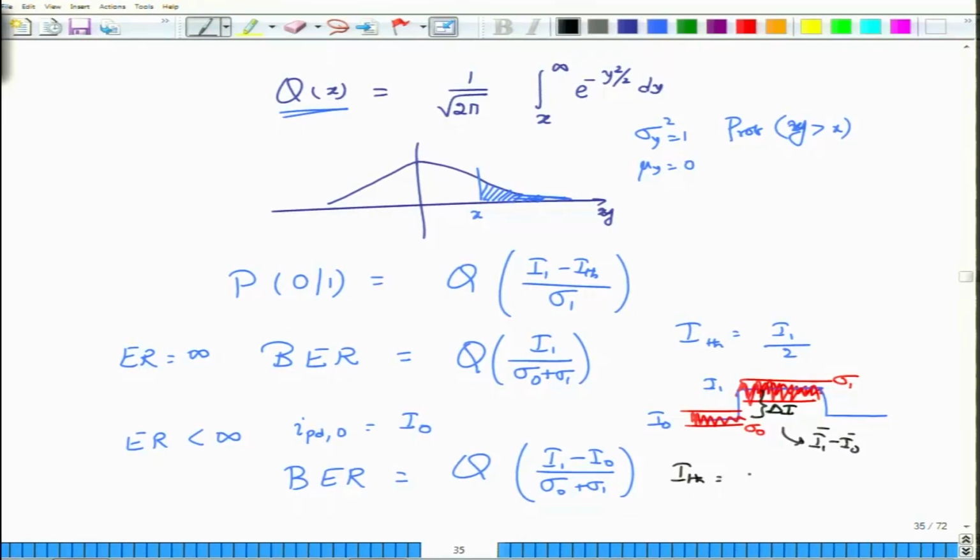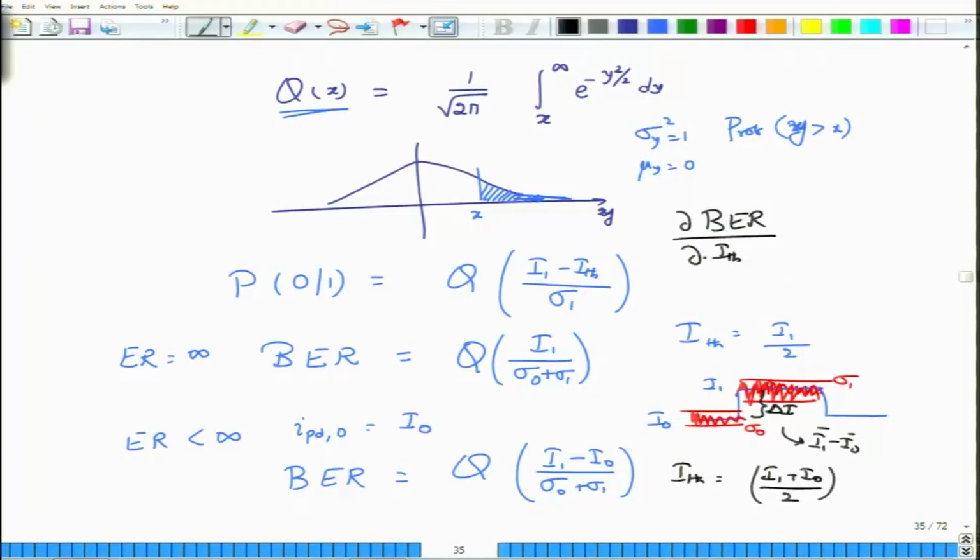And in this case the threshold value, when the extinction ratio is not infinite, will be roughly given by I1 plus I0 by 2. Again, these are approximate expressions, because the optimum value of the threshold can actually be found by minimizing the BER expression with respect to the threshold setting.